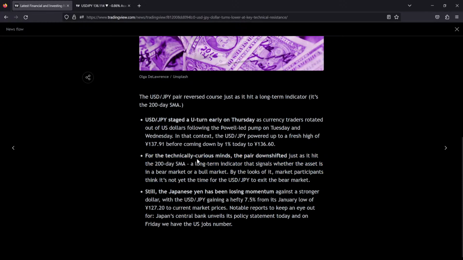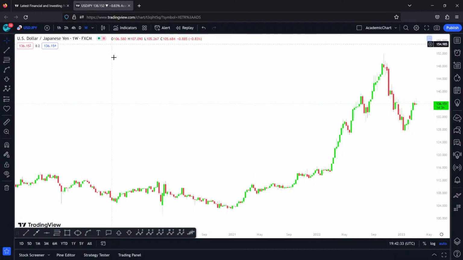For the technicals, the pair downshifted just as it hit the 200-day SMA. It stands for simple moving average, which is an indicator. I will come back to this. A long-term indicator that signals whether the asset is in a bear market or a bull market. By the looks of it, market participants think it is not yet the time for this currency to exit the bear market. Okay, let's jump into the chart and see what it is saying.